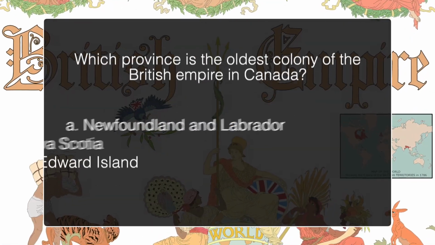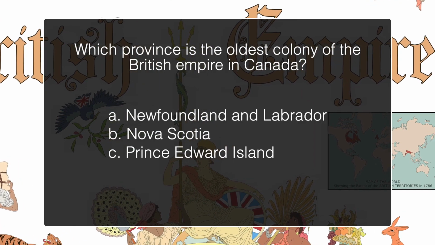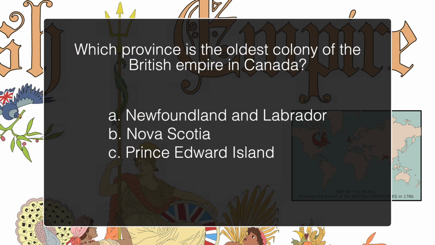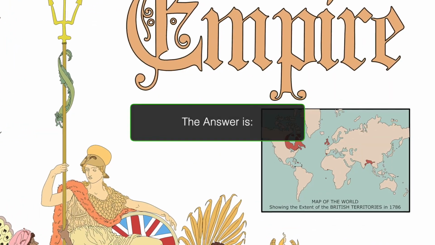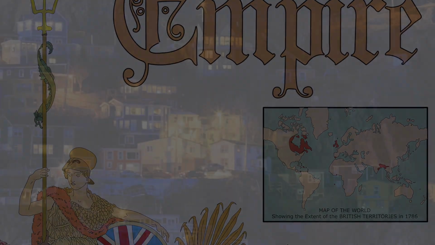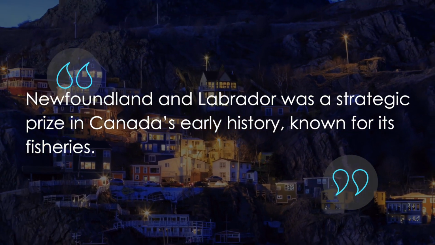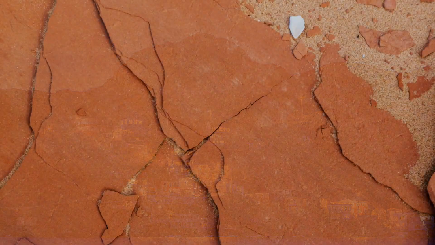Which province is the oldest colony of the British Empire in Canada? Newfoundland and Labrador, Nova Scotia, Prince Edward Island. The answer is Newfoundland and Labrador. Newfoundland and Labrador was a strategic prize in Canada's early history, known for its fisheries.